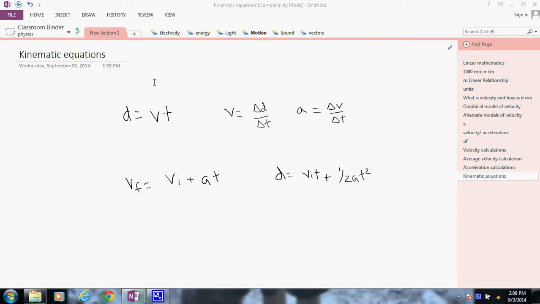We have the distance is equal to velocity times time. Pretty simple. Change in distance divided by change in time is velocity as well. If we have a large amount of time, we might say it's average velocity, but acceleration is the change in velocity over the change in time.